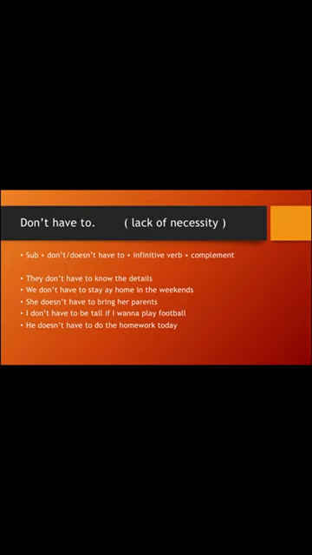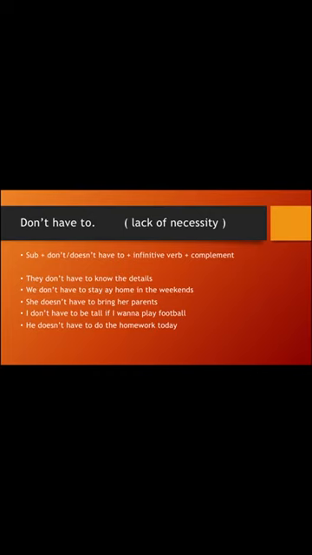The form of the sentence using don't have to is subject plus don't or doesn't have to, depending on the subject. If the subject is plural, we use don't. If the subject is singular, we use doesn't. So don't or doesn't have to plus infinitive verb plus complement. Check the examples here. They don't have to know the details. It means that it's not necessary for them to know the details. It's okay for not knowing the details.